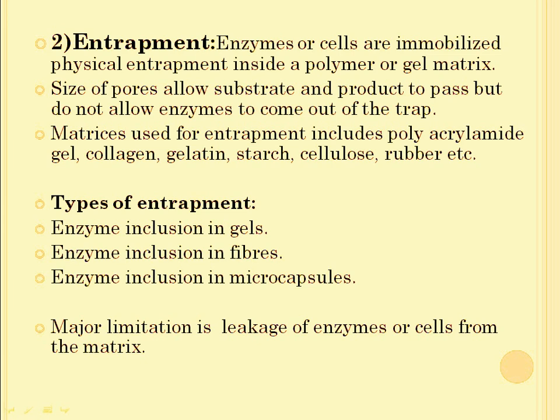The matrices used for entrapment include polyacrylamide gel, collagen, gelatin, starch, cellulose, rubber, etc. There are certain types of entrapment used in the bioprocess: enzyme inclusion in gels, enzyme inclusion in fibers, or enzyme inclusion in microcapsules. That means they are included either in gels, fibrous membranes, or microcapsules.